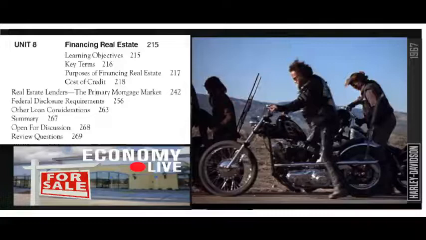Real estate lenders are the primary mortgage market. Lenders who initiate loans with borrowers are part of what is called the primary mortgage market. There are both institutional and non-institutional lenders in the primary mortgage market. Institutional lenders make most of the loans used by home and business owners.